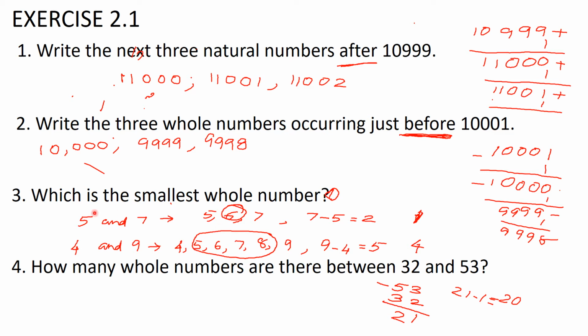Now let me see. When I say between 5 and 7, how many numbers are there? How do I do? 7 minus 5. What is the answer of 7 minus 5? It is 2. I am getting the answer as 2. But how many numbers are in between? Only 1.